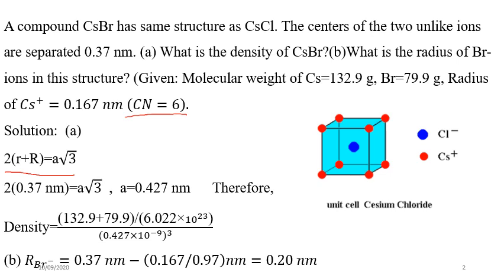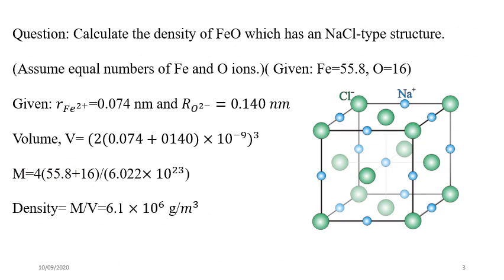Similarly, we will solve a problem where we have to calculate the density of FeO, which has an NaCl type of structure. Here also we have to assume that the numbers of Fe and oxygen ions are equal, and the molecular masses are given. The radius of the Fe2+ ion is given, and that of oxygen is also given. First of all, in order to calculate the volume, we should have A, the lattice parameter.